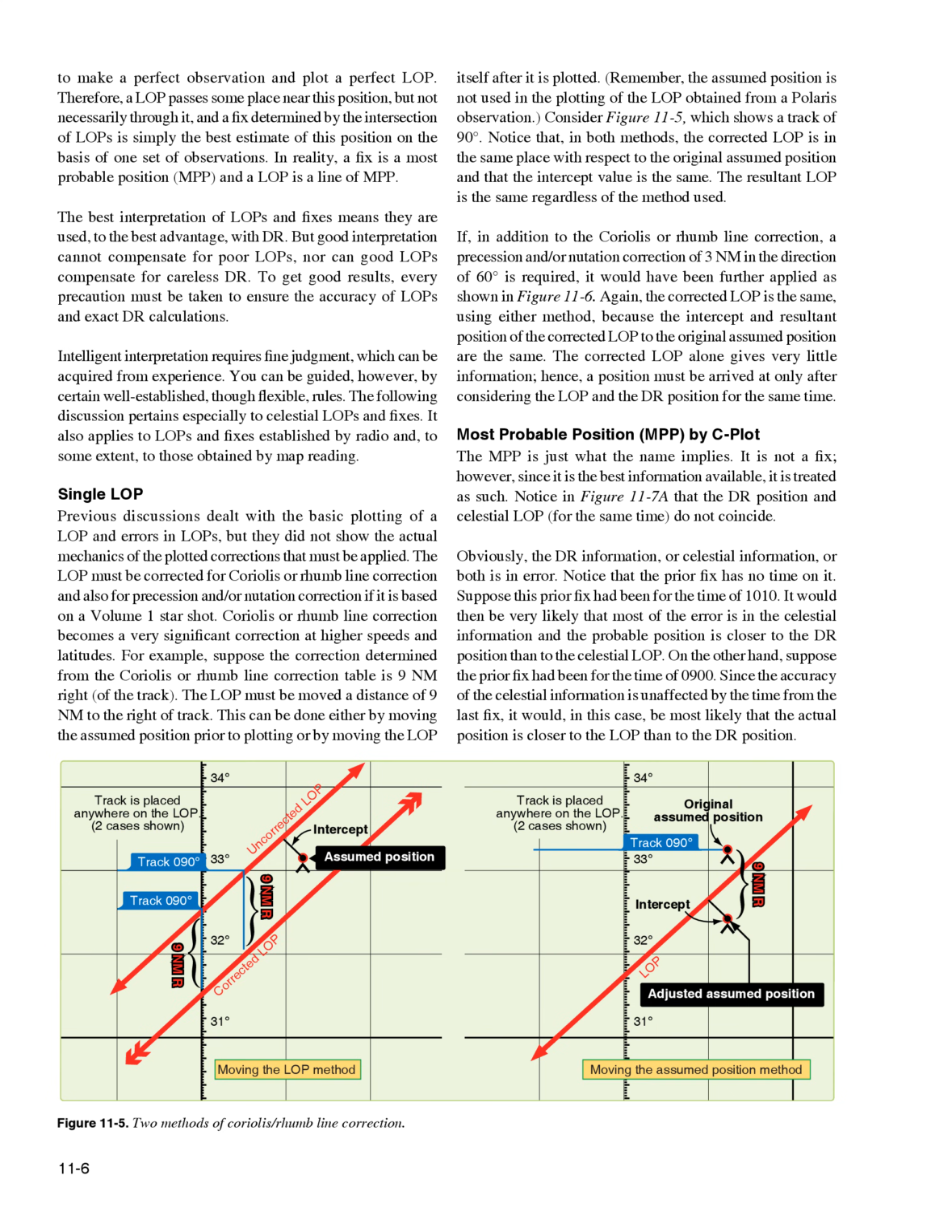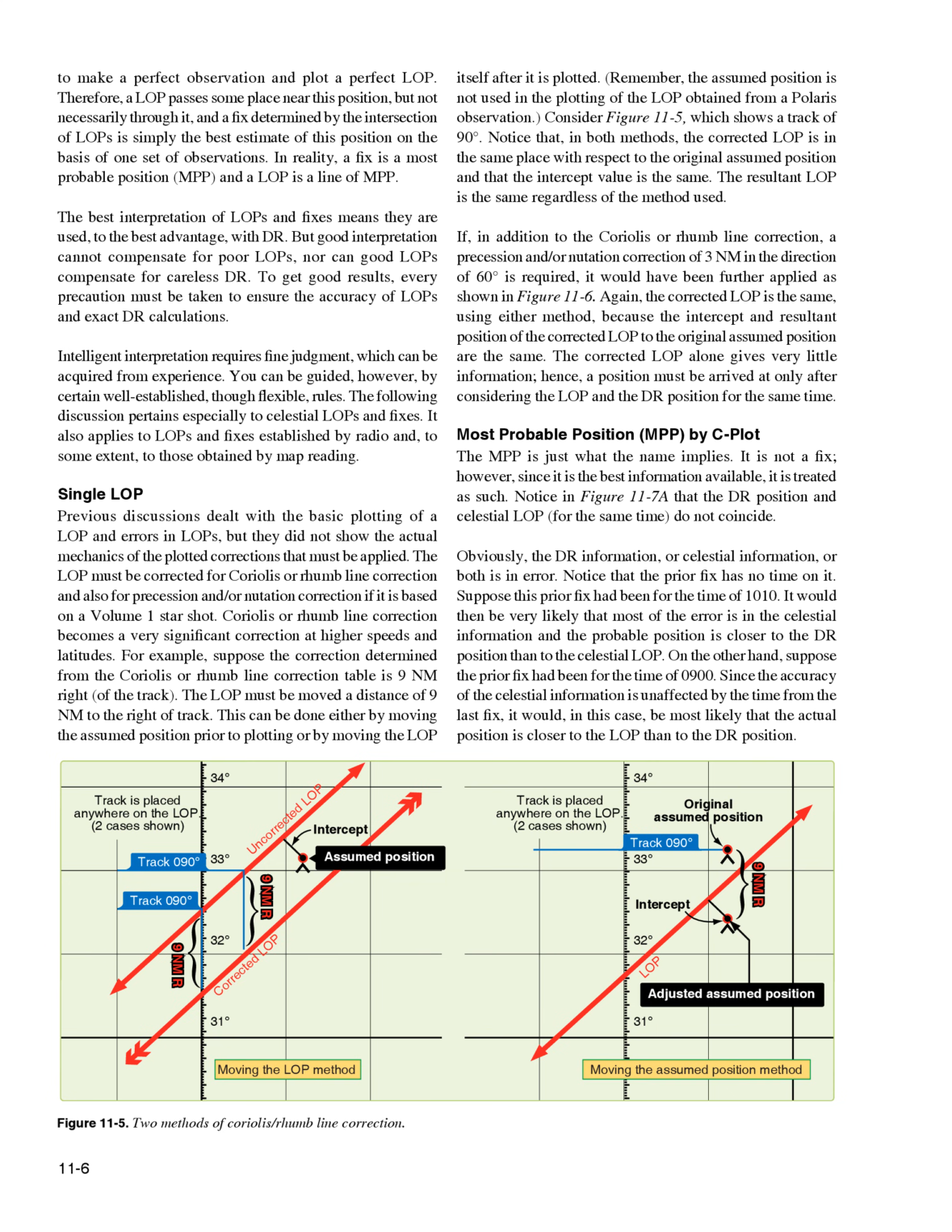But good interpretation cannot compensate for poor LOPs, nor can good LOPs compensate for careless DR to get good results. Every precaution must be taken to ensure the accuracy of LOPs and exact DR calculations. Intelligent interpretation requires fine judgment, which can be acquired from experience. You can be guided, however, by certain well-established, though flexible rules. The following discussion pertains especially to celestial LOPs and fixes. It also applies to LOPs and fixes established by radio and, to some extent, to those obtained by map reading.